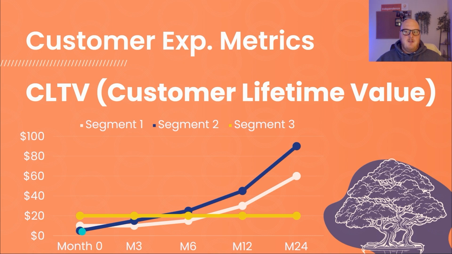Maybe the first person here, segment number 2, looks like they bought something for $10, then they moved up to 20, then 30, then 50, and then they shot up to 90 by the end of 2 years. So that person is actually more valuable over time versus this person here in segment 1, who just bought something once for $20 and then never purchased again. When you're mapping these different segments of customers, which we're going to get into in a second, it's good to understand what their value is as well.